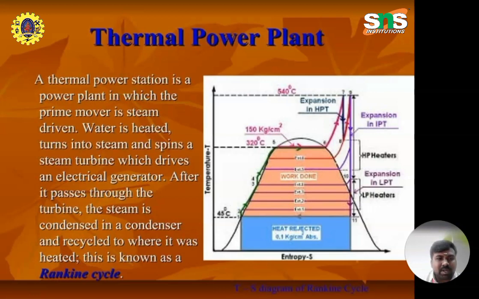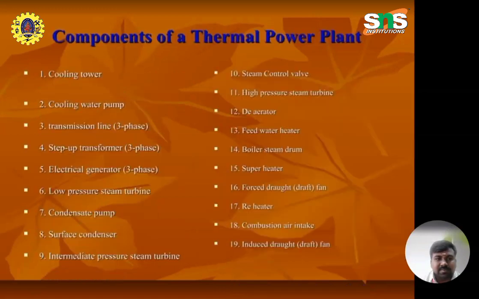A thermal power station is a power plant in which the prime mover is steam driven. Water is heated, turns into steam, and spins a steam turbine which drives an electrical generator. After it passes through the turbine, the steam is condensed in a condenser and recycled to where it was heated. This is known as the Rankine cycle. The thermal power plant, the steam power plant, works under the Rankine cycle.